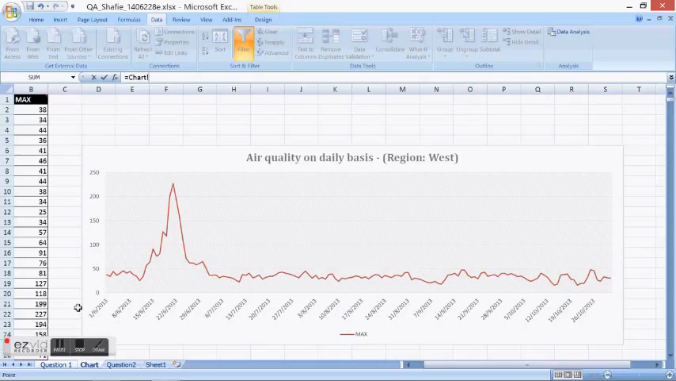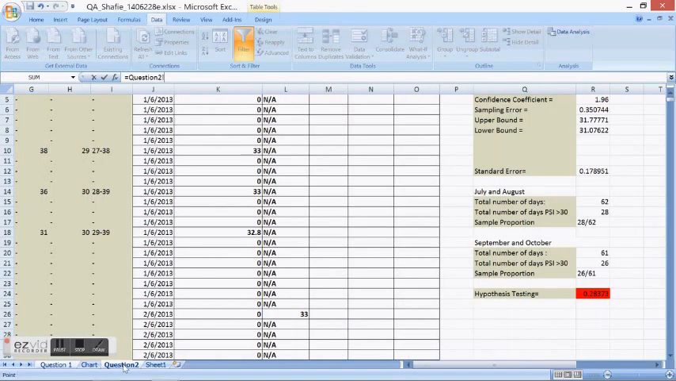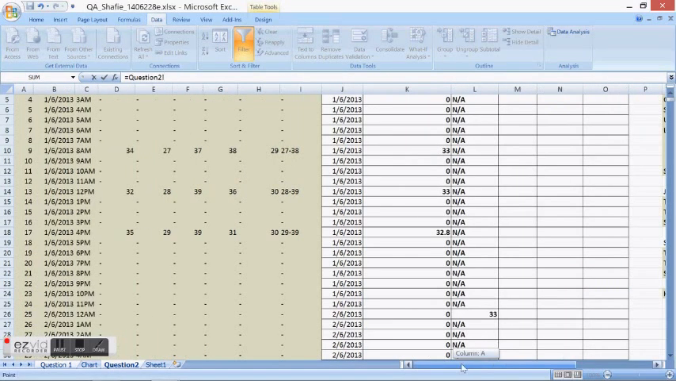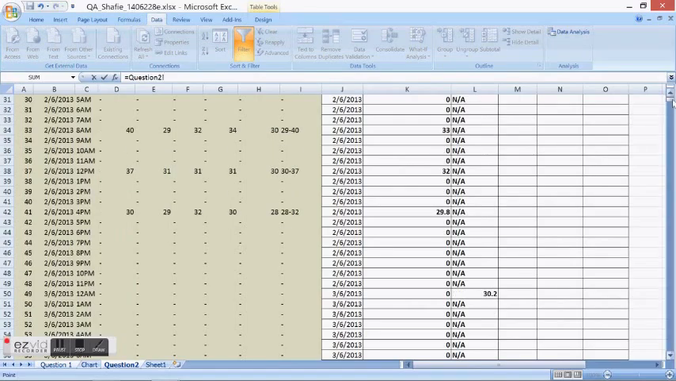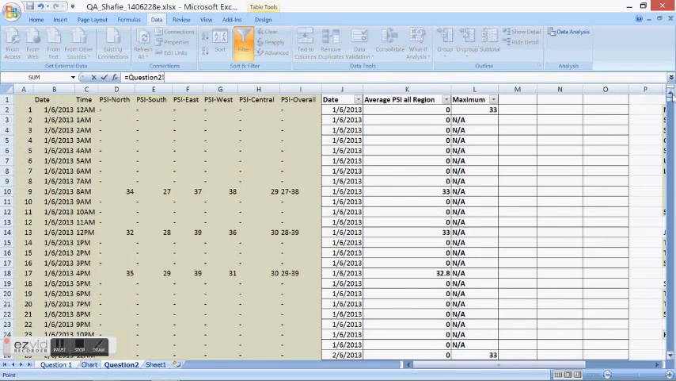Okay, so moving on to question 2. I'm supposed to find the average PSI reading for the 5 months. So what I did was find the average, which we did in question 1, and then we are supposed to find the confidence interval. Before finding the confidence interval and the mean, I need to find the average for each day. So the average for each day is here, and then the maximum is there.